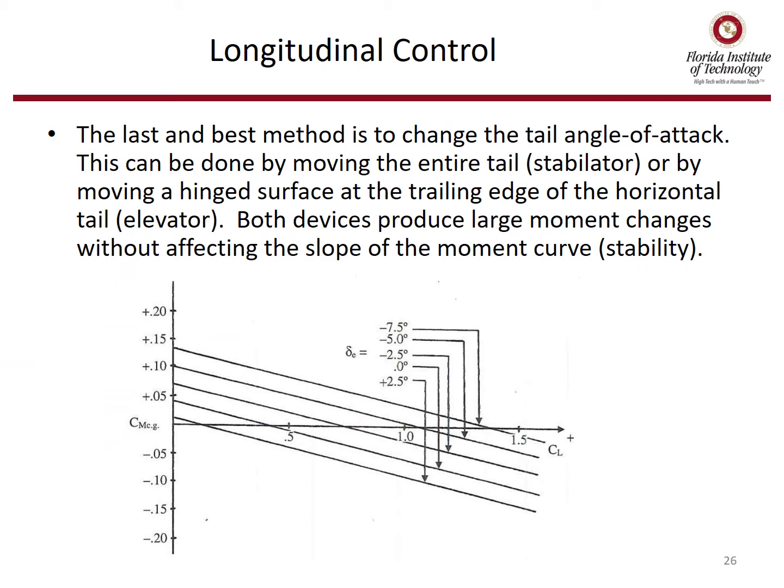So again, the last and best method to change the CL is to fly at a different angle of attack on the tail. And we can do this easily by moving the entire tail, which is a stabilator, or by moving a hinged surface at the trailing edge of the horizontal tail, which is called an elevator. It all comes down to the horizontal tail. We either move the whole thing or we move the elevator. Both of these devices produce large moment changes without affecting the slope of the CM versus CL or the CM versus alpha curve. So we get the same stability, but now we get multiple CL positions at which we can trim the aircraft, and that makes it a usable vehicle.